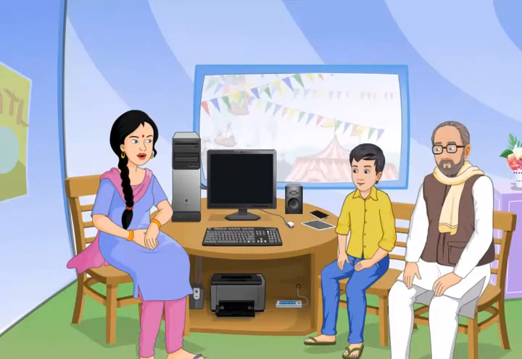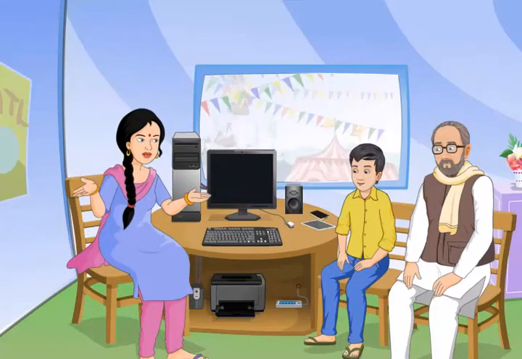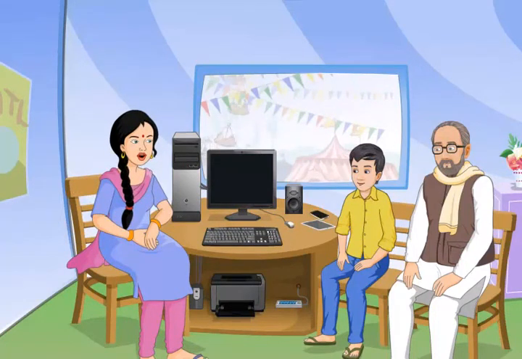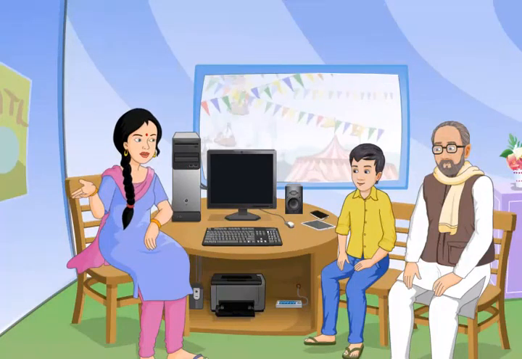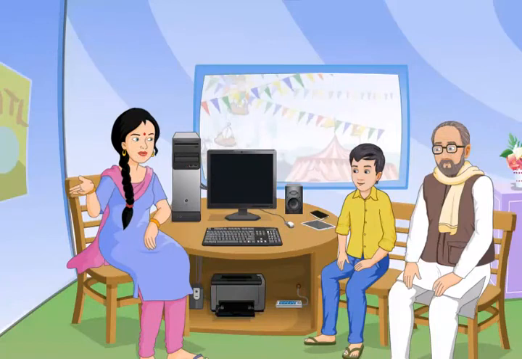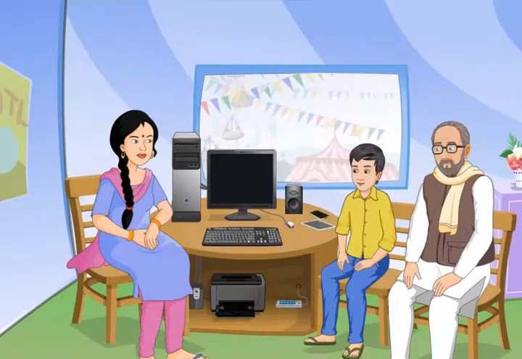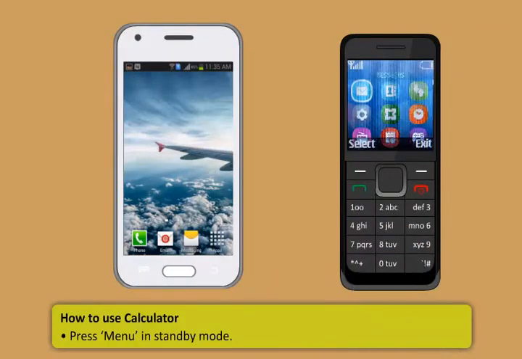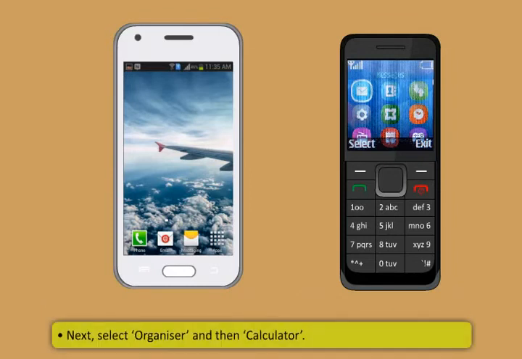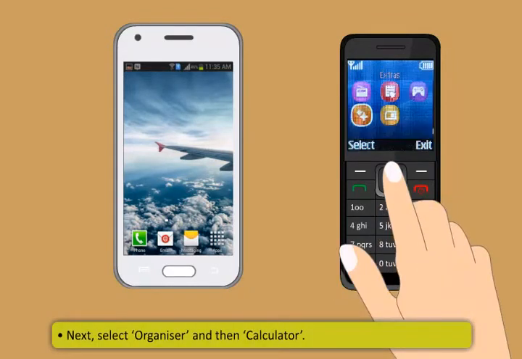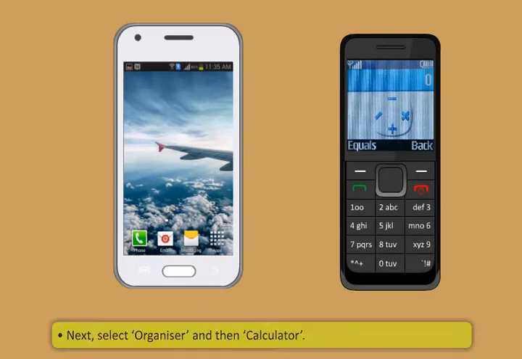Mobile phones or smartphones can also be helpful for doing quick calculations. How is that possible? Through calculator. These are the steps to use the calculator. First, press menu in standby mode. Next, select organizer and then calculator.